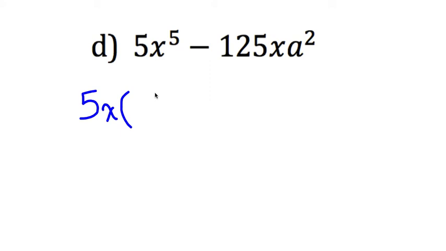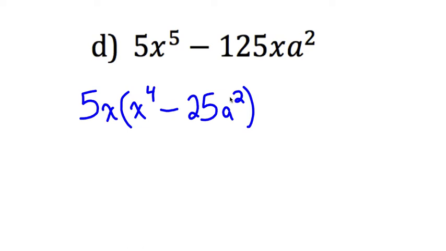Okay, what am I left with? I took the 5 out. I started with x to the 5th. I took one of those x's out. So I'm left with x to the 4th minus 125 divided by 5 gives you 25. I started with an x, but I took that x out, so there's no x's here. But I do still have the a squared.